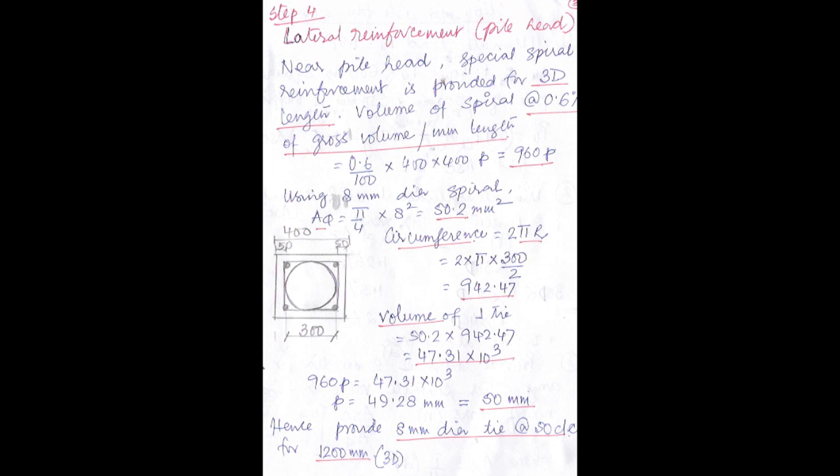So volume of one tie bar, spiral tie bar के लिए 50.2 into 942.47, that comes out to be 47.31 into 10 cube. Again equate it with the VT value, so 960 P equal to this, so P comes out to be 49.28 millimeter. You can approximate it as 50 millimeter. So here our conclusion is provide 8 millimeter diameter tie bar at the rate of 50 center to center for how much length, for 3D length, that means 1200 millimeter.